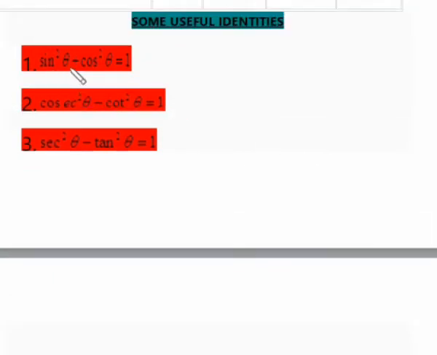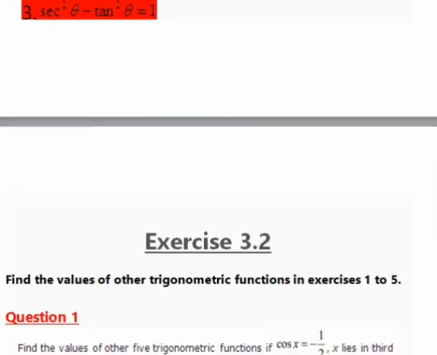Okay, now for solving questions, we use these identities. We have already read them in class 10th also. Sin square theta plus cos square theta is equal to 1. Cosec square theta minus cot square theta is equal to 1. And sec square theta minus tan square theta is equal to 1.